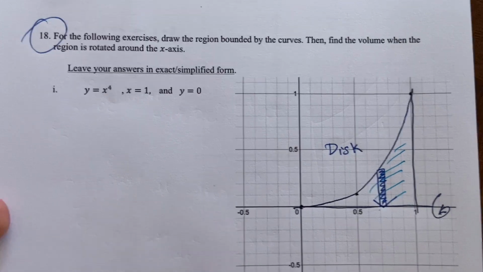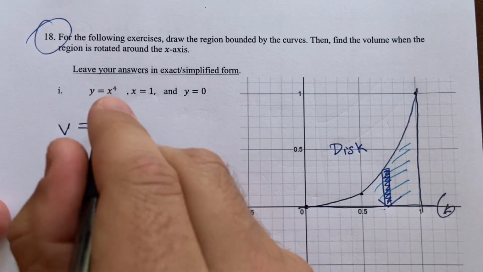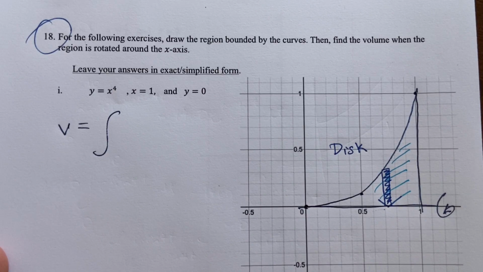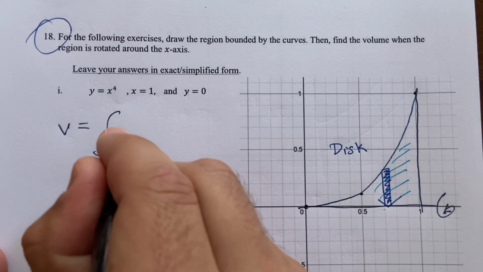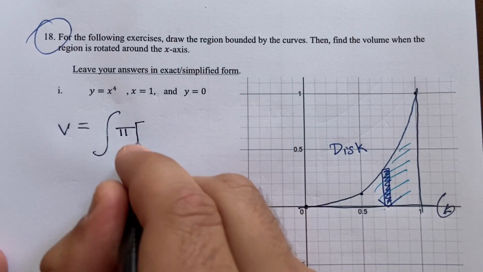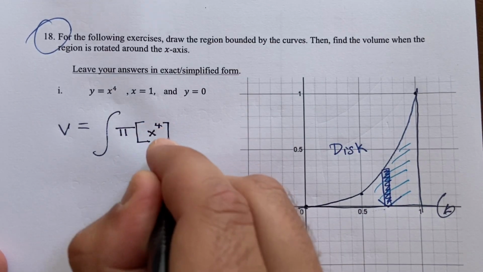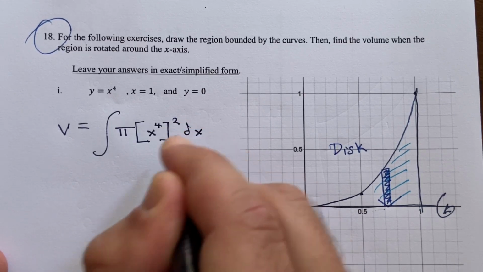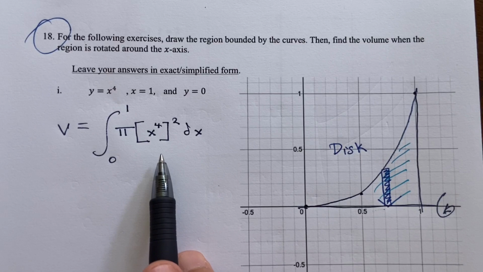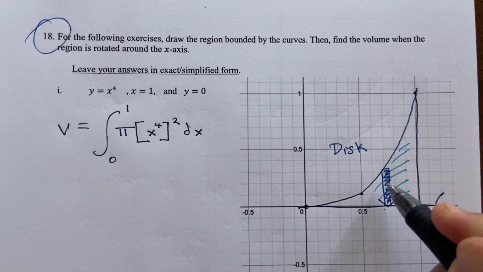Okay, so the volume would be, well, we're just going from 0 to 1. This thing is pointing at the x direction, so everything's with respect to x. So we have pi times the function value squared dx, and we're going from 0 to 1.